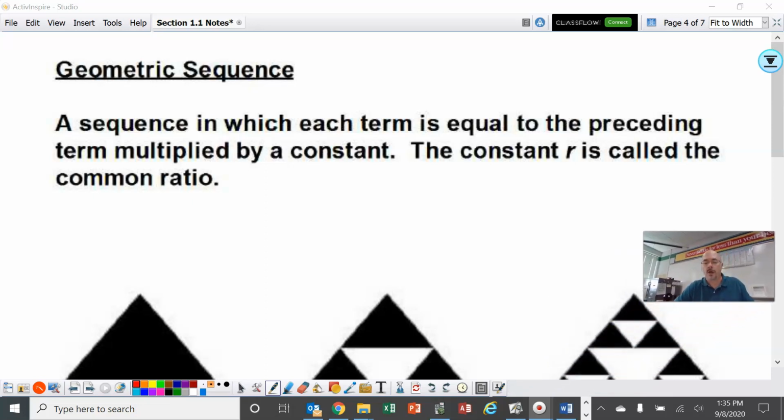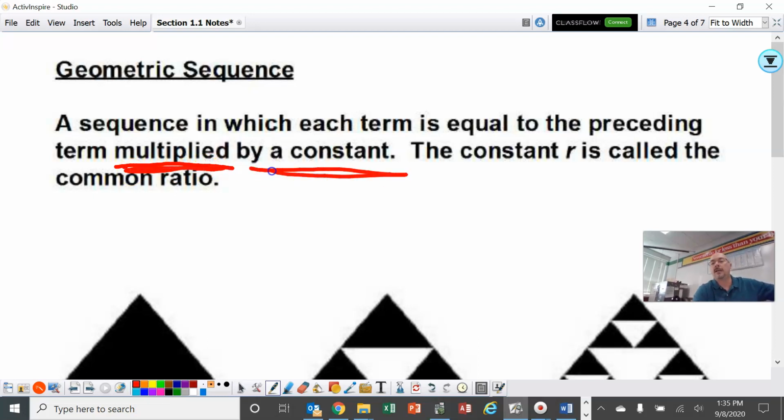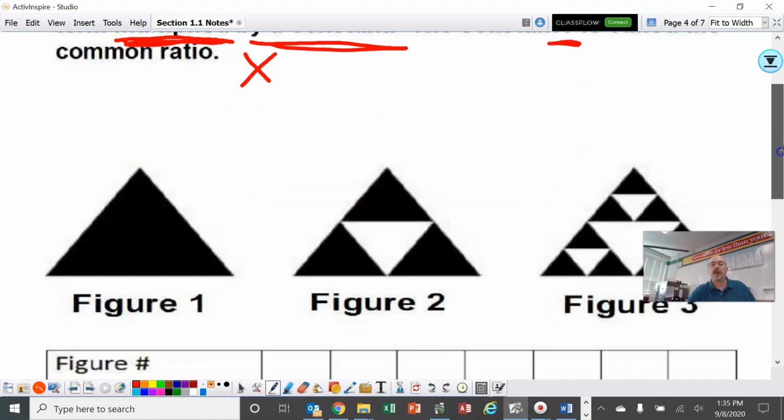Let's continue. We've got one more type of sequence to talk about. This one is called a geometric sequence, a sequence in which each number is equal to the preceding term multiplied by a constant. So geometric is multiplying, and the R is the ratio. That's whatever we're multiplying by. So here's a pattern.